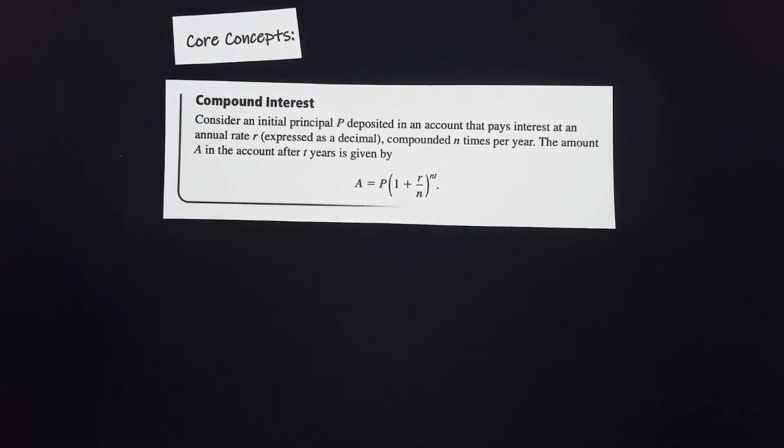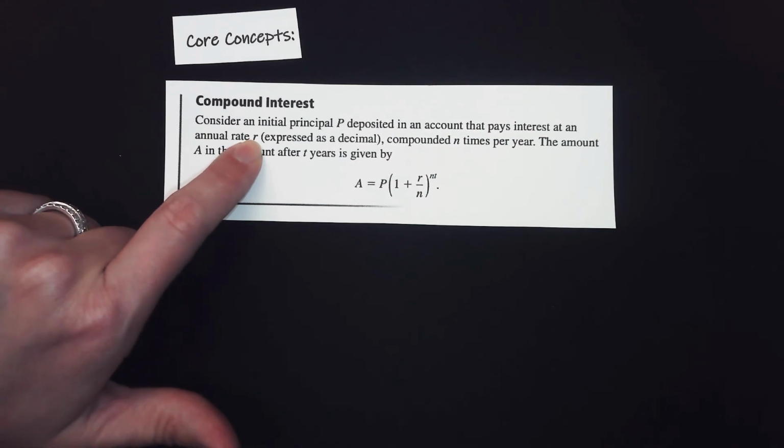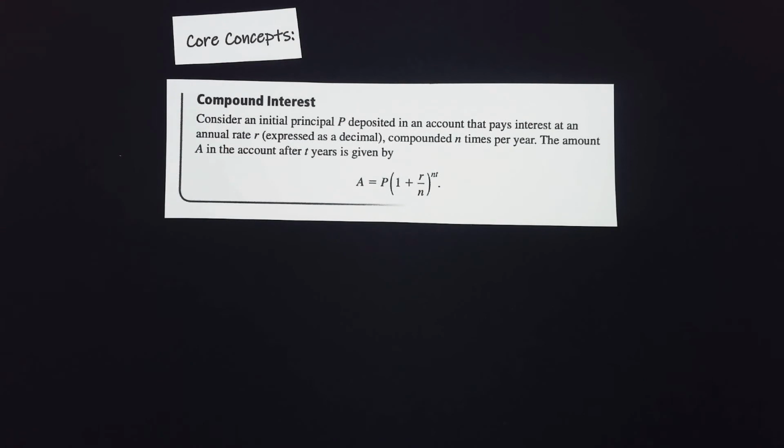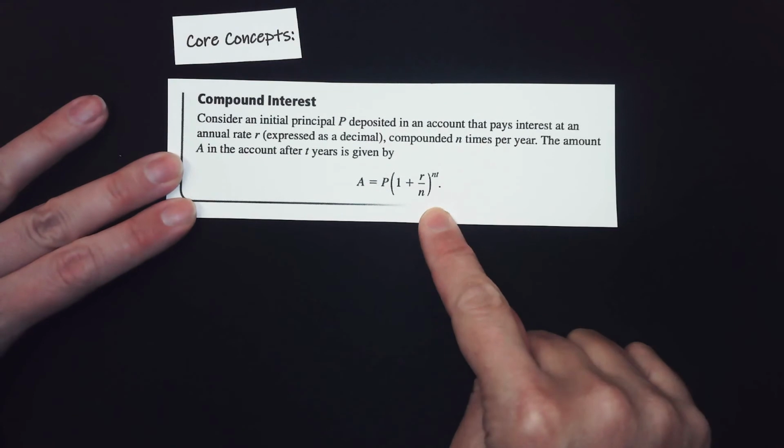Okay, so if we have an initial principal, which means the starting amount, if we'd like to deposit money, that's the amount, and that's capital P. It's deposited into an account that pays an interest at a rate of R. And now, you might be given the rate as a percent, but you have to change it to a decimal. It's compounded n times per year, and the amount A in the account is the amount after T years. Okay, so this is the compound interest formula.